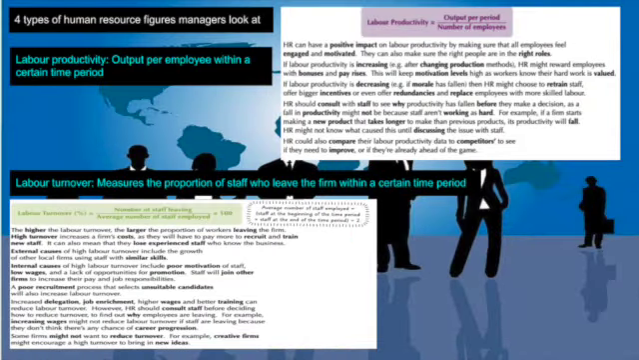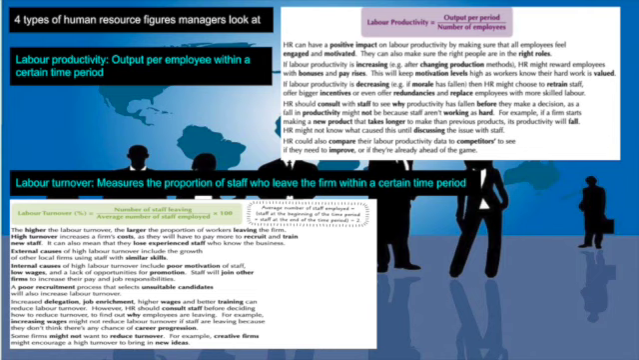Now there are four types of human resource figures managers look at. First, you have labour productivity. This is the output per employee within a certain time period. The formula is output per period divided by number of employees. HR can have a positive impact on the labour force, so it's very important.